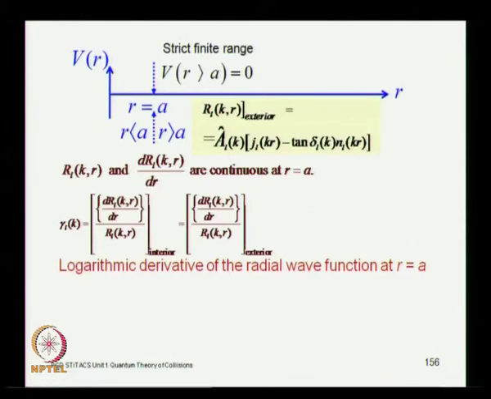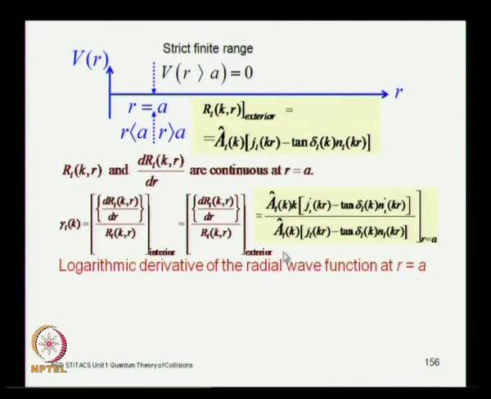So, we can use this exterior wave function to get the logarithmic derivative by taking dR/dr divided by the radial wave function in the exterior region and evaluating this at r equal to a. Let us do that. The derivative of the radial function in the exterior region is j prime, where prime denotes the derivative of the Bessel function with respect to its argument. Since the argument is kr, the derivative gets multiplied by a factor of k. That is how this k comes, and that is the notation we are using.